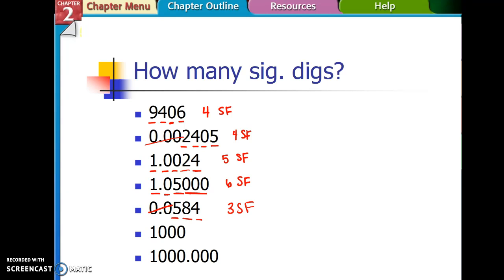Next example, 1,000. That 1 is significant. There's nothing to sandwich those zeros, and there is no decimal. So there is 1 significant figure there. But then I have 1,000.000. And right there, I've got 1 significant figure.